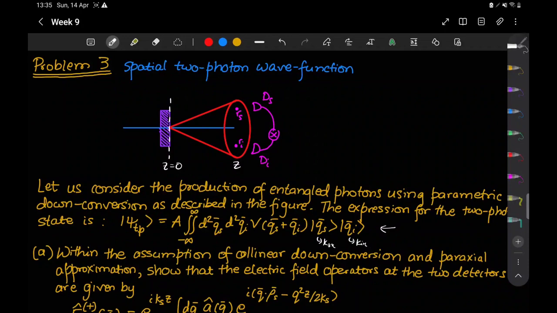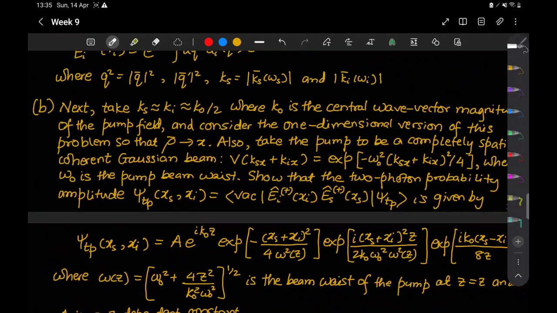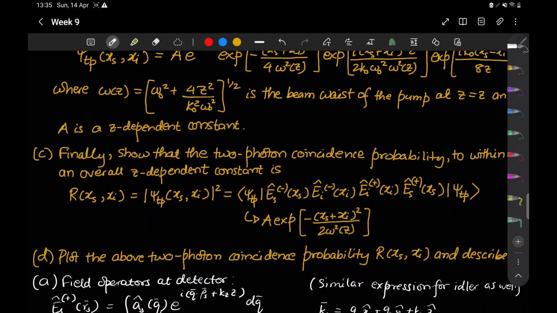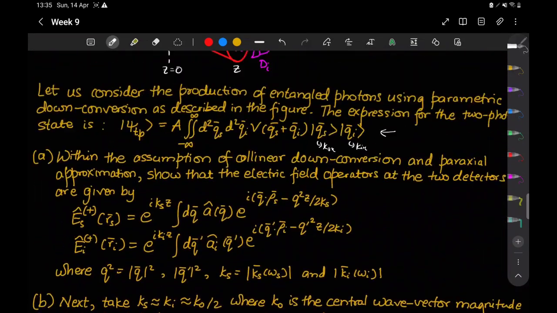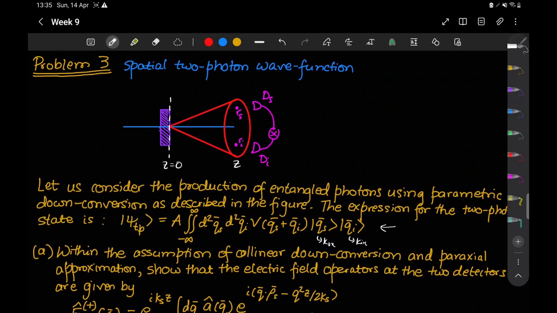Just to give you the context, this was problem number 3 from last week. We were at problem B. We had done A, we were at B, and then we are supposed to do C and D as well. So before starting, let me just recapitulate. Let me read out this problem 3 for you.